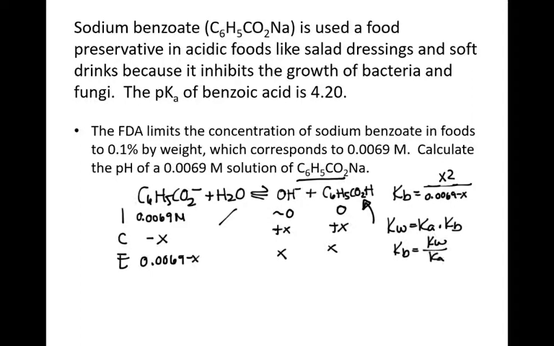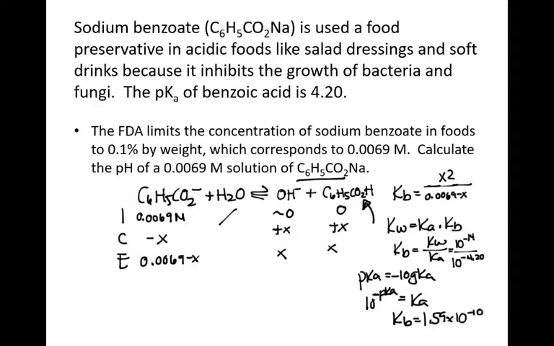We further know that the pKa is the negative log of the Ka value. So to get rid of the p, we're going to take both sides to the 10 to the negative power. So 10 to the negative pKa equals Ka. So to find Kb, we've got Kw, which is 10 to the minus 14, divided by 10 to the minus 4.20, the pKa. So we find that Kb for benzoate ion is 1.59 times 10 to the minus 10.